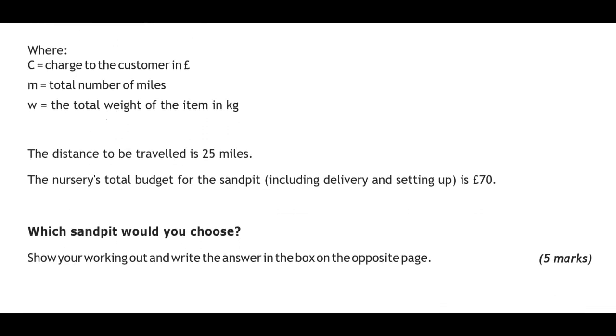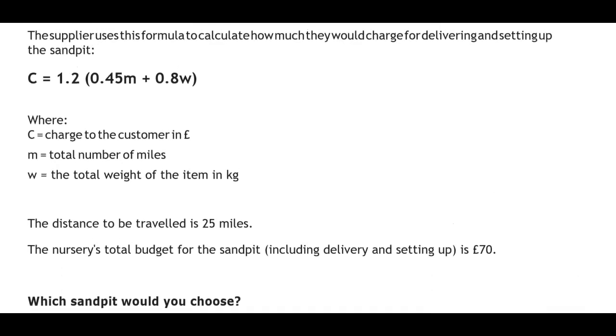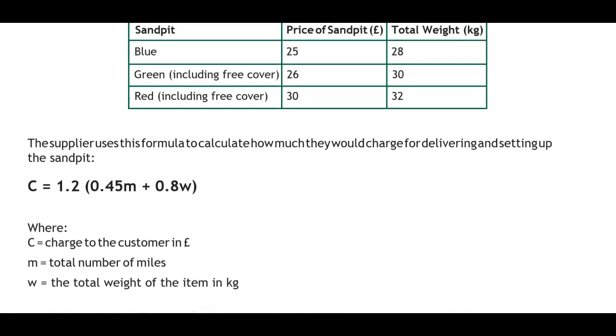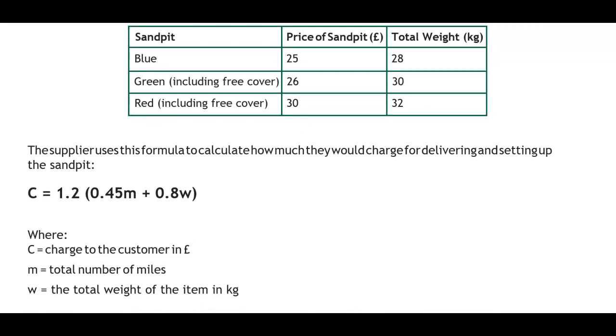Show your working out and write the answer in the box on the opposite page. So we could try this 3 times because there are 3 different options. We've got these blue, green and red sandpits, and we've got to add the delivery and setting up for each respective type of sandpit. So let's do them for the blue one.